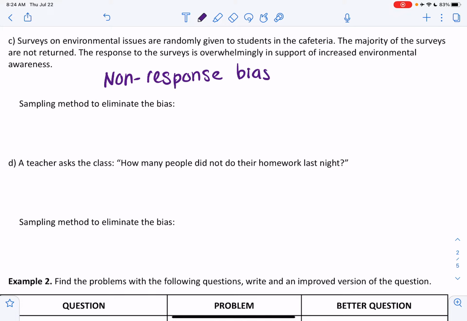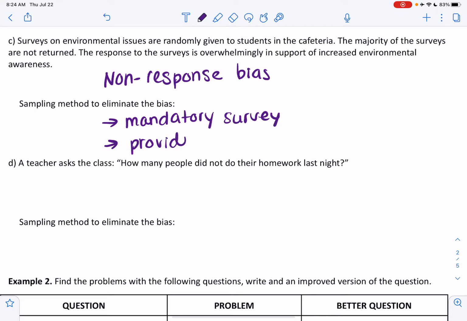Now, how could we eliminate this bias? We could make it a mandatory survey. Or we could provide incentive. So we could give a prize for completing it or something along those lines.